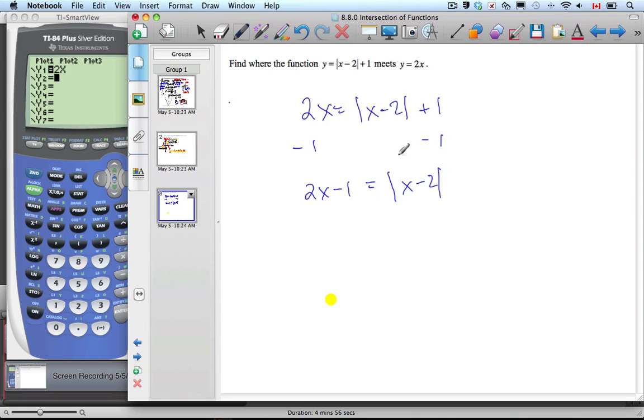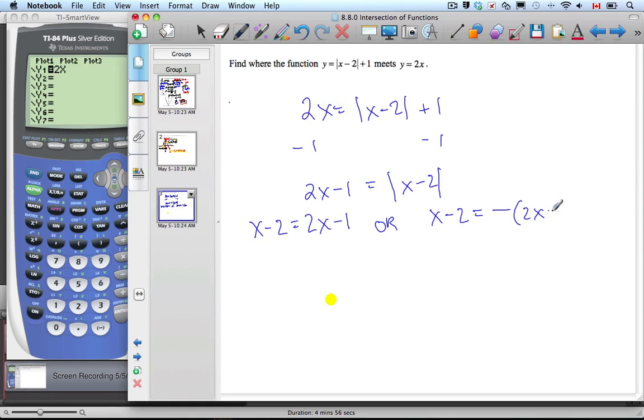Now, what does absolute value mean? A couple of things: it's the distance away from 0, or it means everything is positive. So even if there's a negative inside, the answer is positive. That means this expression right here can be positive or negative. If we take off these absolute value signs, we could have x minus 2 equals the positive number, 2x minus 1, or x minus 2 equals the negative of that number.